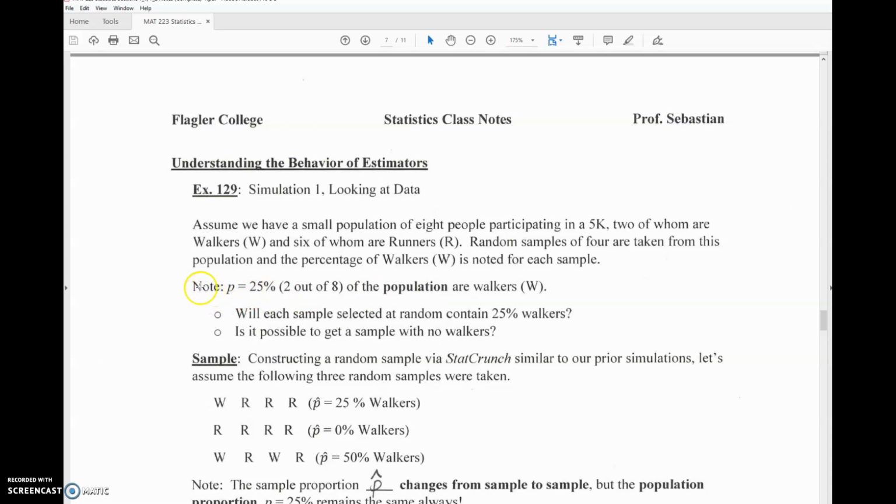What I want you to remember throughout all of this is that p, the population percentage of walkers, is 25%, because there are 2 out of my population of 8. Now, will each sample I collect get exactly 25% walkers, 1 out of 4? I'm going to do 4 samples of size 4. Is it possible to get a sample with no walkers? Certainly. If I select 4 people out of the 8, I could get 4 that are all runners.